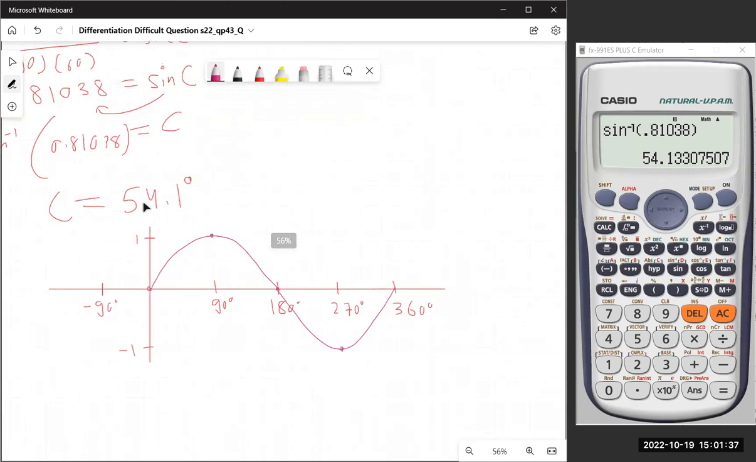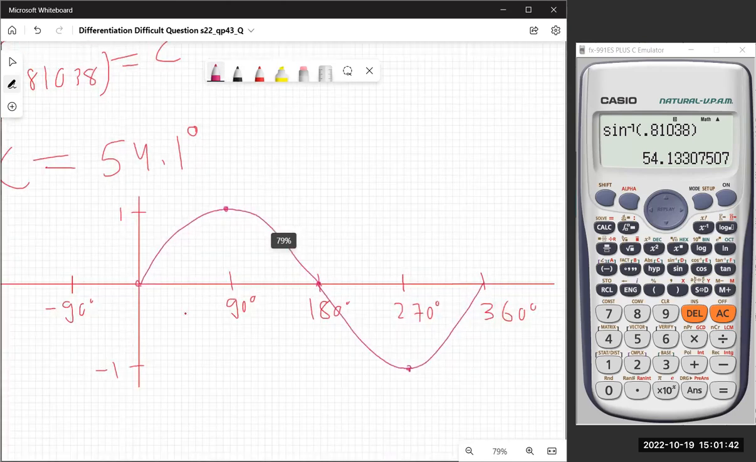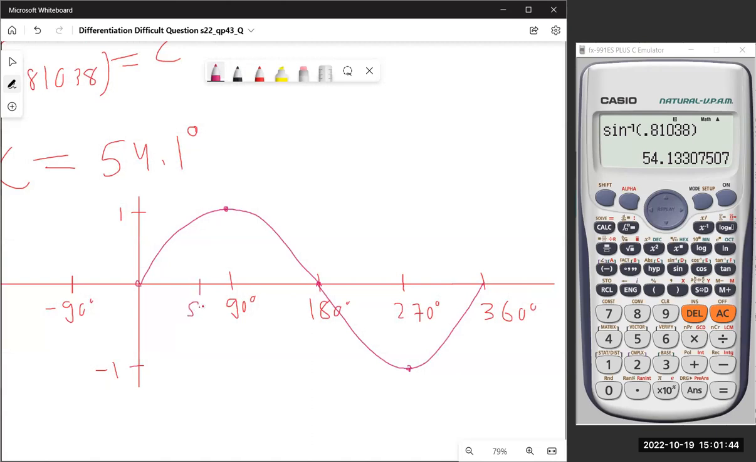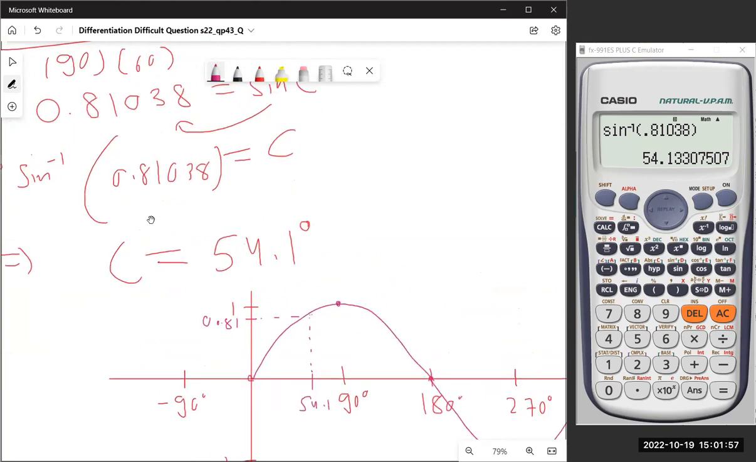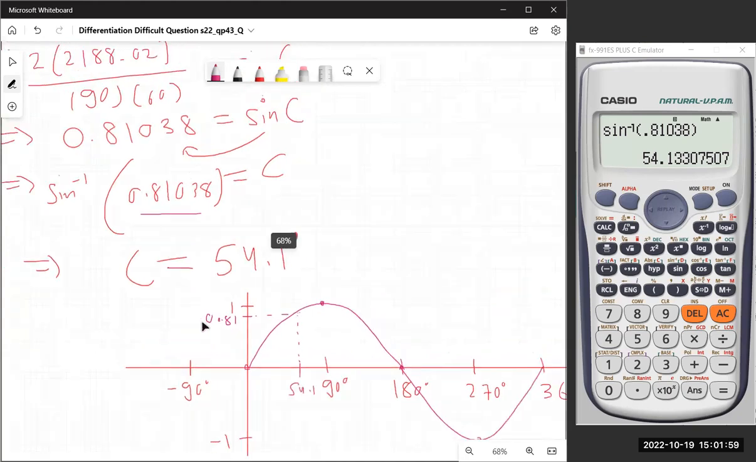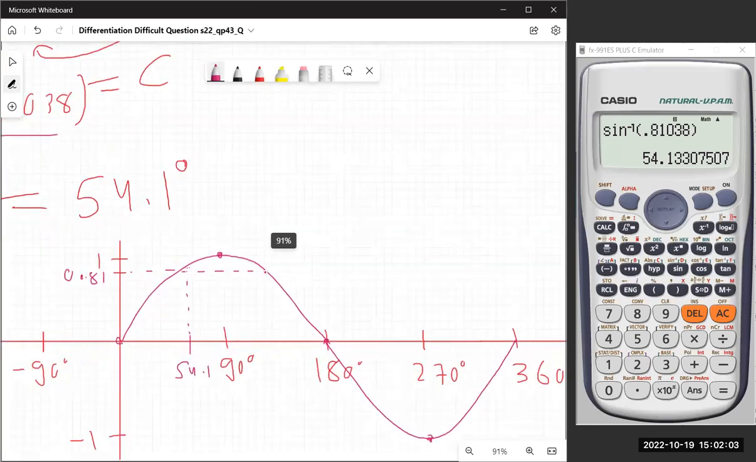Now I found 54.1, which is somewhere here. When I make a line like this, the y value is 0.81, what I got right here. Now, if I make the line go forward like this, I'll reach another answer, which is this. What is this answer?